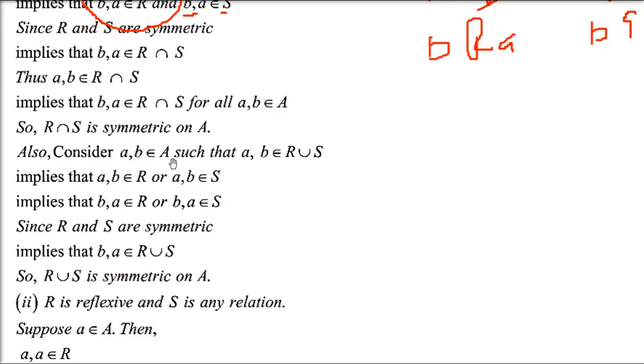Coming to R union S. Now consider A comma B. These are two values belonging to A. So A comma B is belonging to R union S.